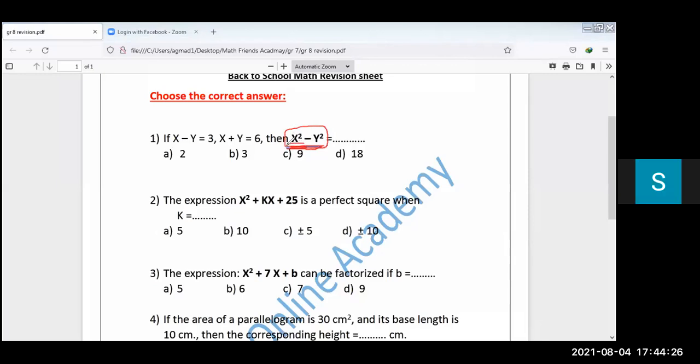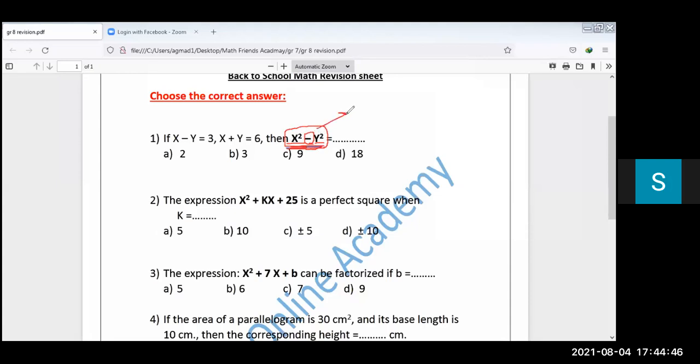Here, this is square. And this another square. And here we have a minus sign. What is the name of it? You can remind me. This called what? The difference between two squares. Do you remember now? The difference between two squares.